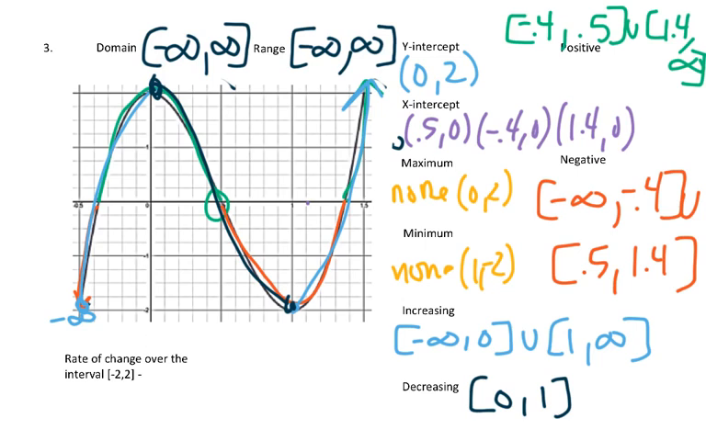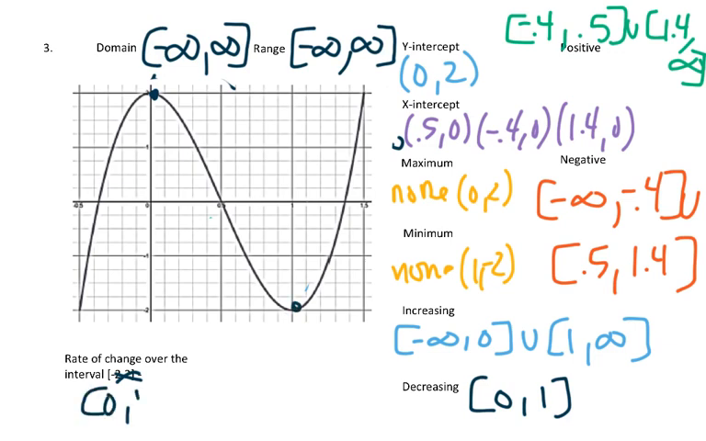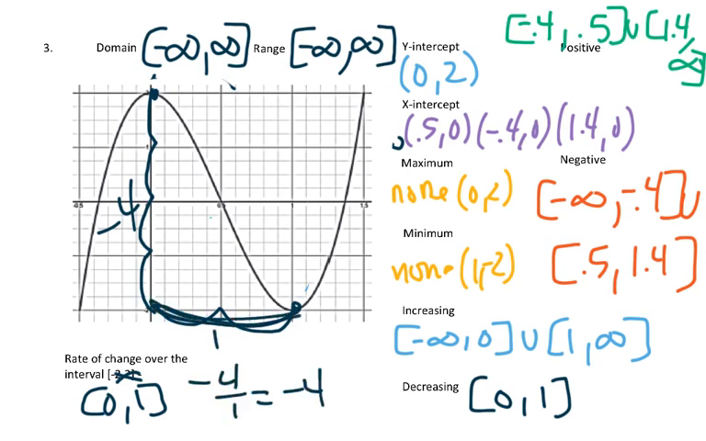Then finally that rate of change from negative 2 to 2. Okay, well, we don't know what negative 2 is at, do we? So we can't really do that one. I wonder if they meant from 0 to 1. That's probably what they meant. So if we did that, we'd go down 1, 2, 3, 4, so negative 4. To the right, 1, actually 1, right? Because that's 0.5. So it'd be negative 4 over 1, which is just negative 4.